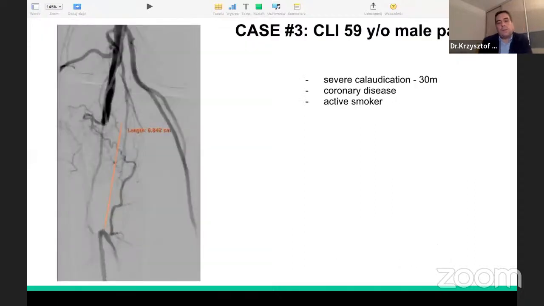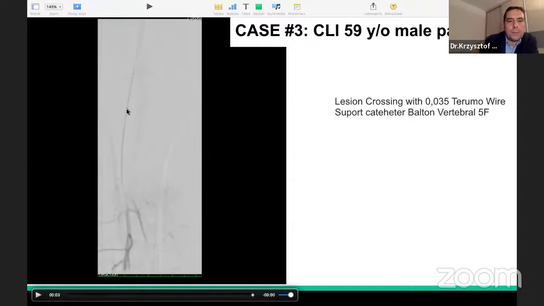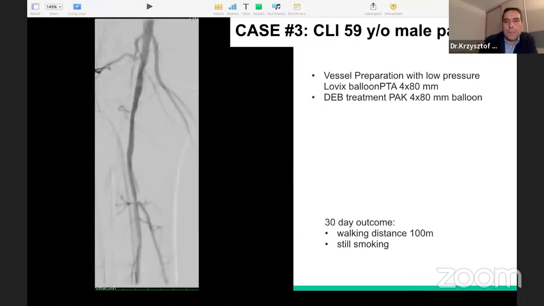This is an example of chronic total occlusion with severe claudication, about 30 meters, also an active smoker with coronary disease. In this case, we crossed it with a Terumo wire 0035. Here you can see the catheter. This is a typical vertebral catheter. After that, predilation with a typical PTA Ludwig's balloon, and treatment with drug-eluting balloon. In that case, it was PAC.